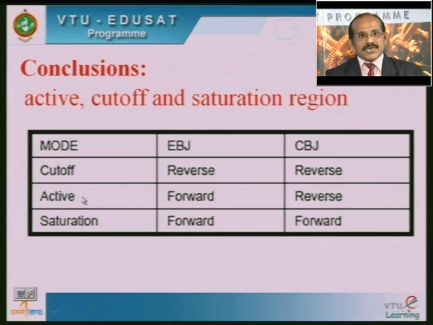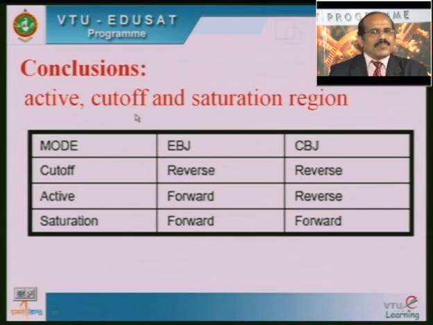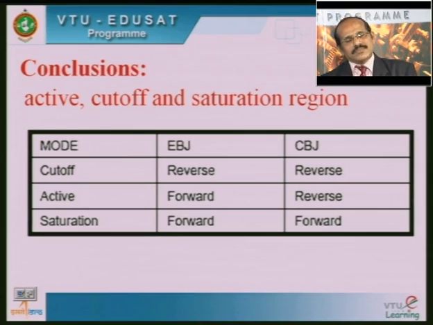As I told you earlier, there are two junctions, the emitter base junction and the collector base junction. I can apply forward bias or reverse bias to the emitter base junction, and similarly forward bias or reverse bias to the collector junction. So we will have three combinations of forward and reverse bias. In the cutoff region, the emitter base junction is reverse biased, and the collector base junction is also reverse biased.